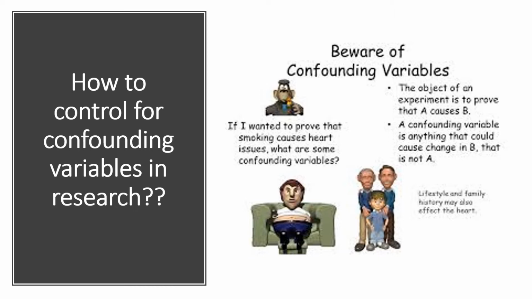So in today's video, I am going to explain how you can control for these confounding variables. This is done to maximize the internal validity of a research. When the researcher wants to identify the cause and effect relationship, the researcher needs to control the confounding variables in order to rule them out as explanation for any effect observed.